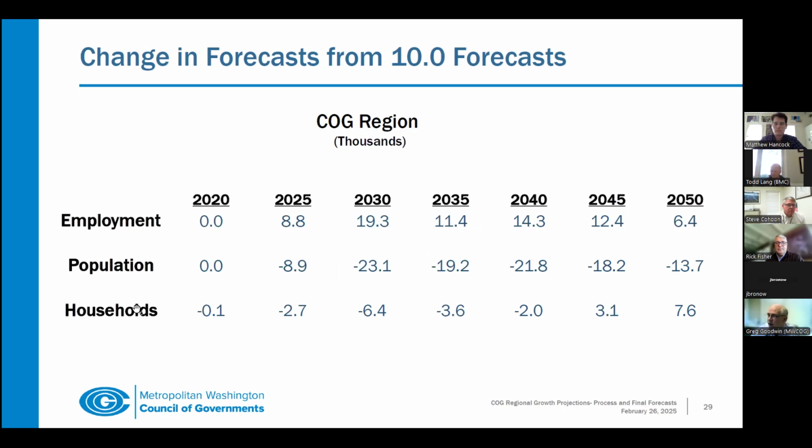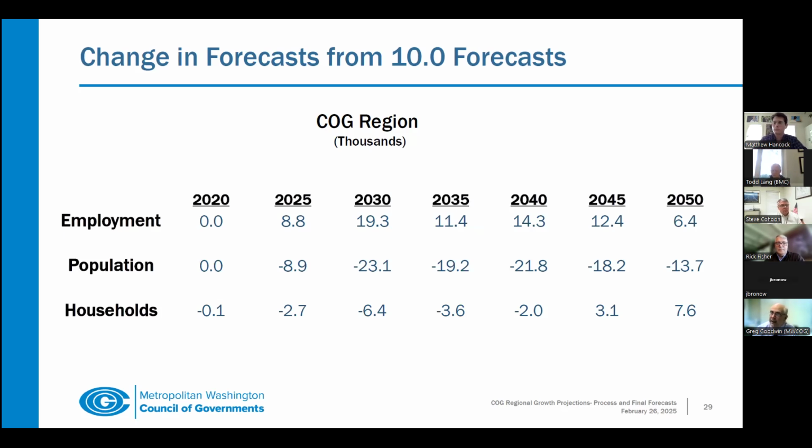So again, in terms of the change between round 10 and 10-1, these are subtle changes. In some of these later years, it's just a difference of about 12 or 13,000 jobs, 20, 30. The difference between round 10 and 10-1 was around 20,000. So this is close to a 0.5% change between 10 and 10-1.